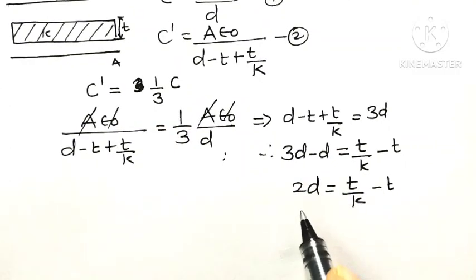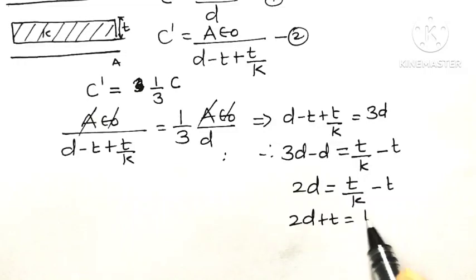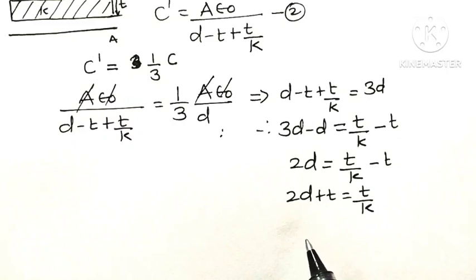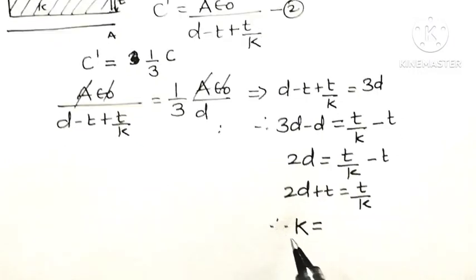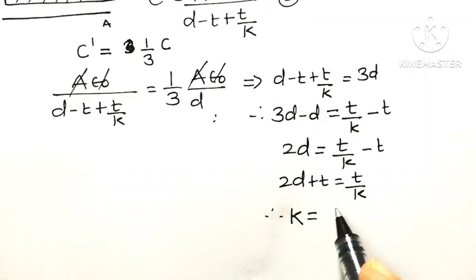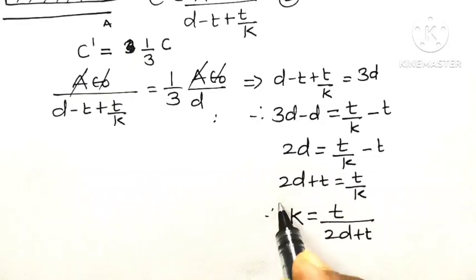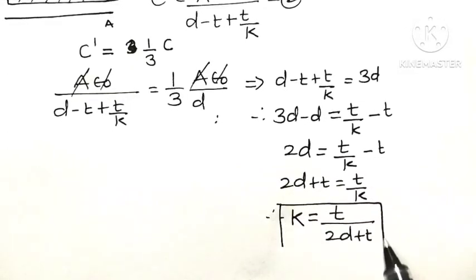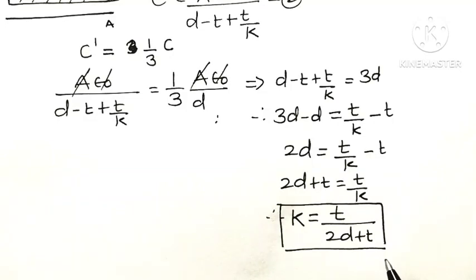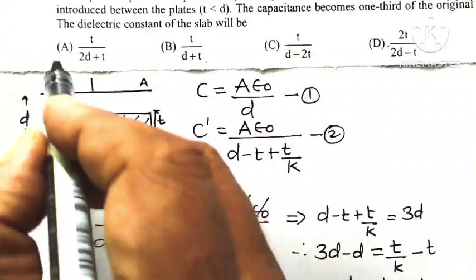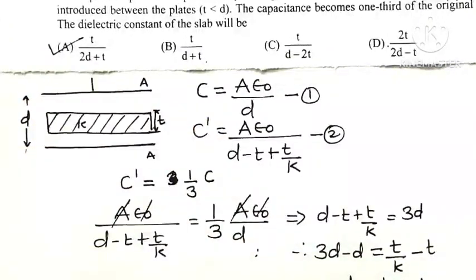Take this minus T to this side. So 2D plus T is equal to T by K. Because we are interested in finding the dielectric constant, K is equal to T divided by 2D plus T. So out of the 4 options, which option is correct? Look at option A, T divided by 2D plus T. So A is the correct option for this question.